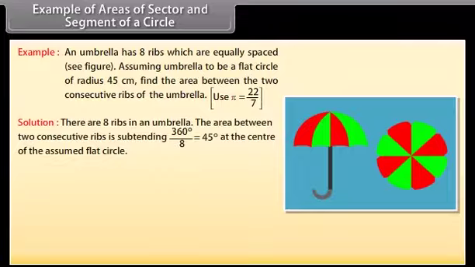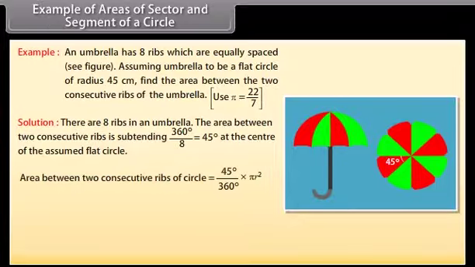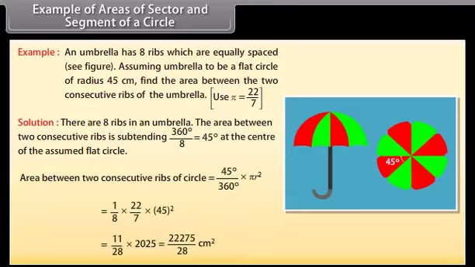There are 8 ribs in an umbrella. The area between two consecutive ribs is subtending 360 degrees upon 8, which is 45 degrees, at the center of the assumed flat circle. Area between two consecutive ribs of circle is 45 degrees upon 360 degrees into pi r square. Now, by calculating it, we get 22,275 upon 28 centimeters square.